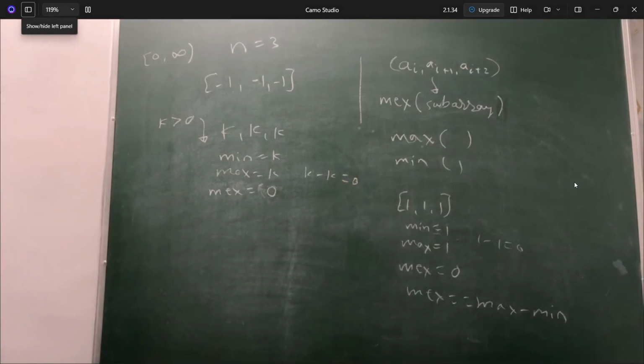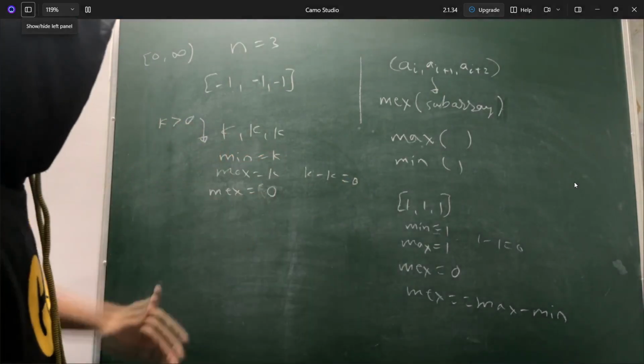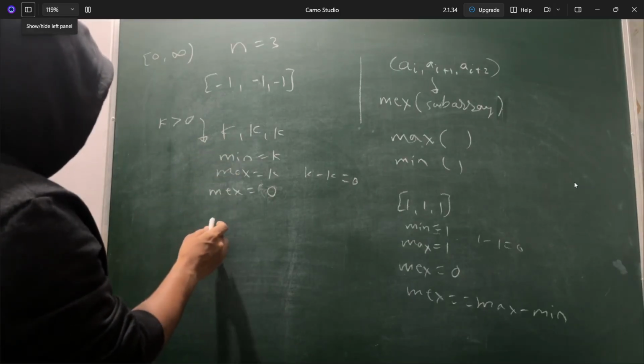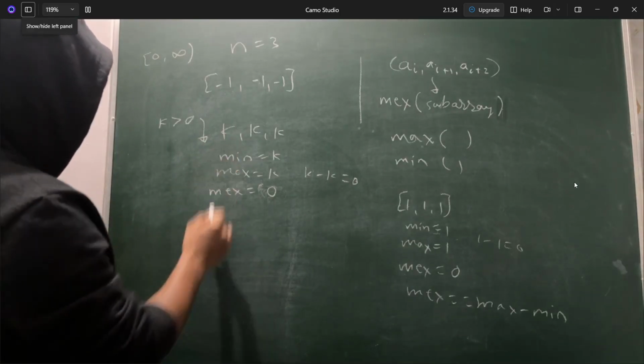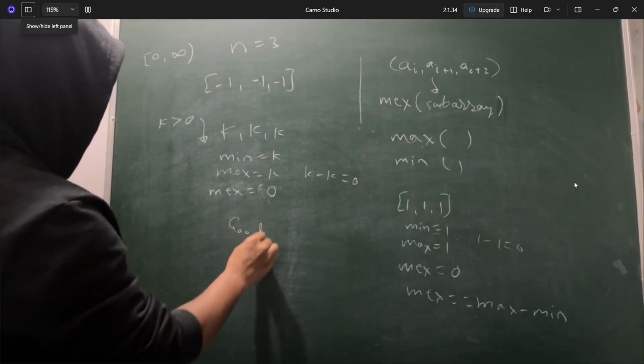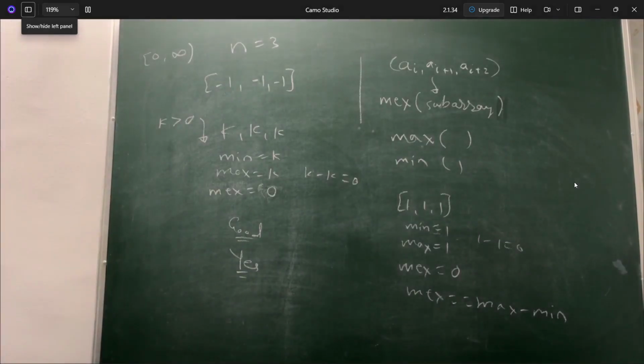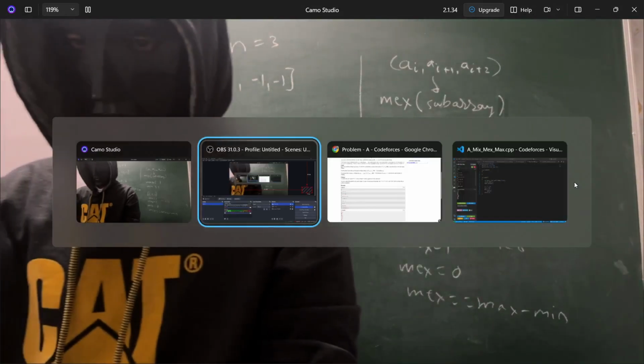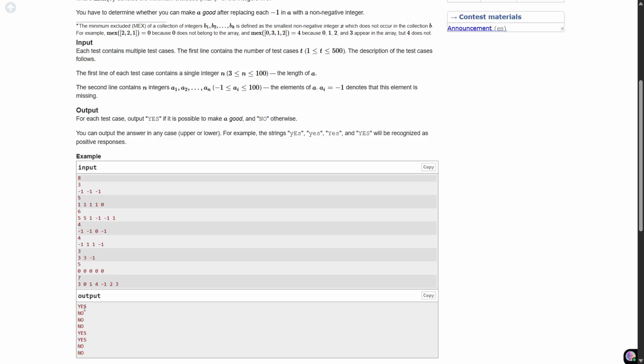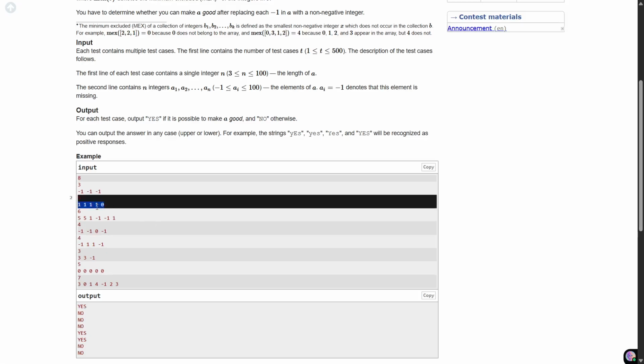So if you put all the numbers as the same, in that case we can make the array good. And if you can make the array good, you'll have to print yes, right? So this was one of the examples. Let's understand the second example. Here the output they have printed is yes, which is correct. Let's try to take this one.